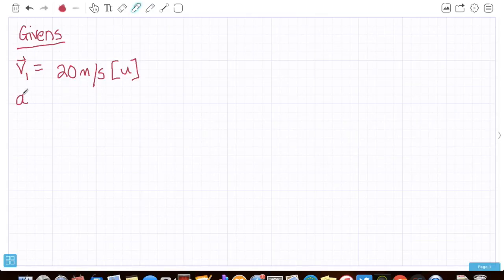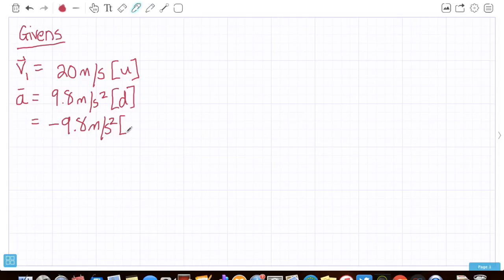And the other known that we have is the acceleration is 9.8 meters per second squared down. So that's the acceleration due to gravity. Now, because when we add or do anything with vectors, we want to make sure that the directions are all the same. So I'm going to make the up direction the positive direction. And so that means I'm going to convert the acceleration to be negative 9.8 meters per second squared up. So that's the acceleration I'm going to work with.